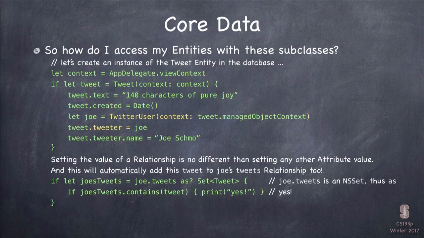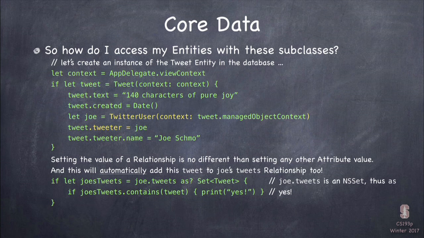What's interesting about this is that when you set one side of a relationship, the other side gets updated automatically, 100% of the time. This is called maintaining the integrity of the database, and core data always maintains database integrity. So when you change one side of a relationship, it changes the other.